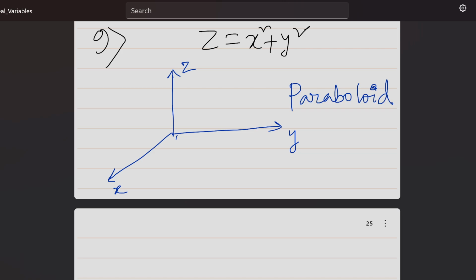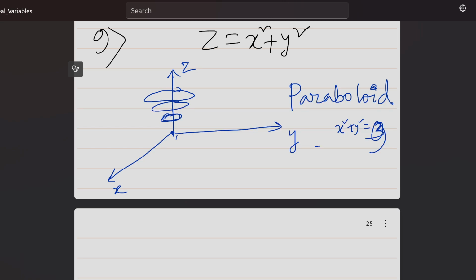So that means when z is constant, it is a circle. If z increases, then x square plus y square increases. That means the radius of the circle increases, right? x square plus y square is z. So if z is 3, then x square plus y square equals 3, a circle. But if z is 9, it is a bigger radius. So as z increases, the circle increases.